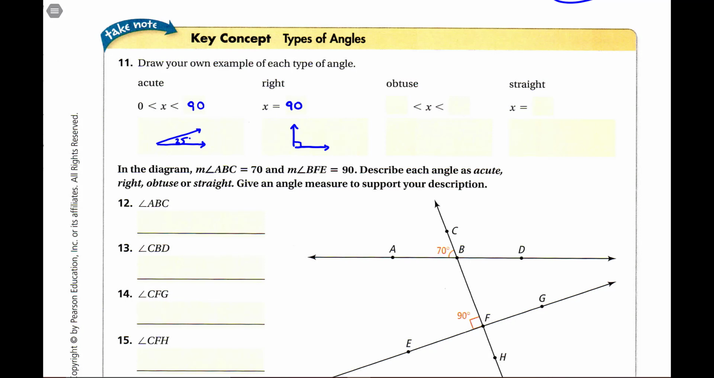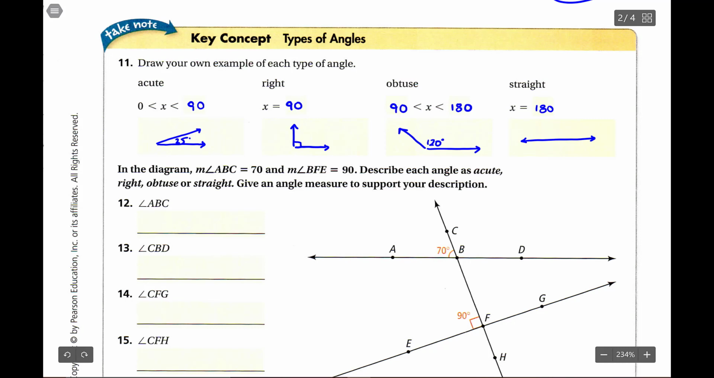The third type of angle is an obtuse angle. And that angle is always between 90 and 180 degrees. So an example would be this right here, and we'll say this is 120 degrees. And then our last angle is a straight line, and it's always going to be equal to 180 degrees. And that's what we get with a straight line.